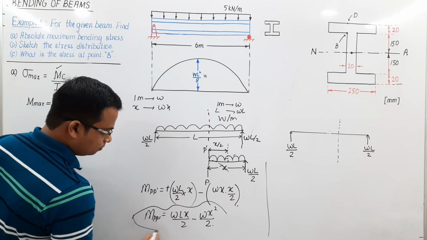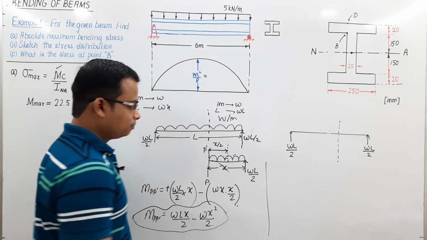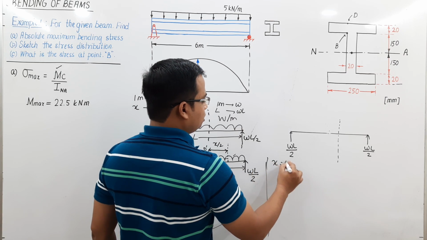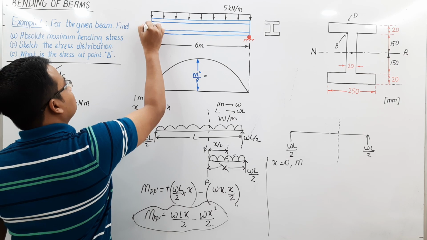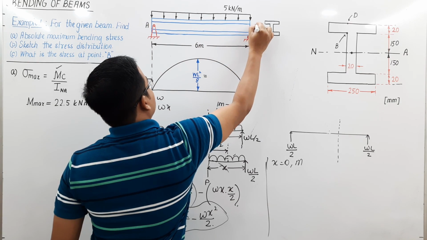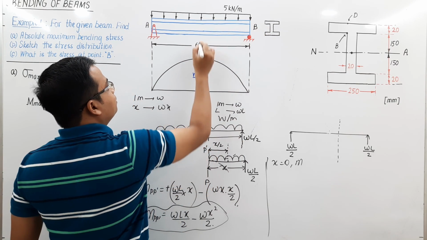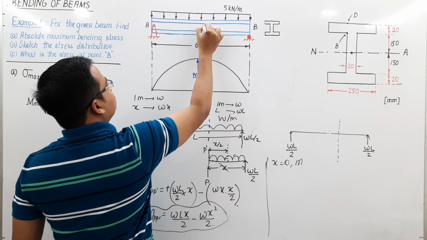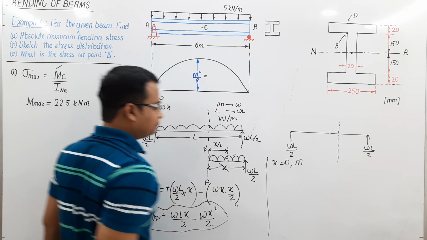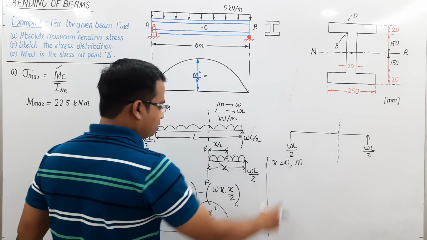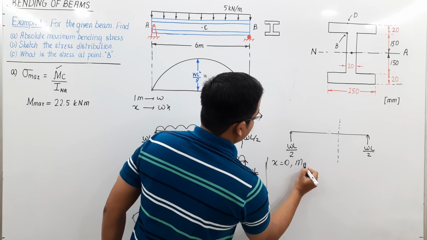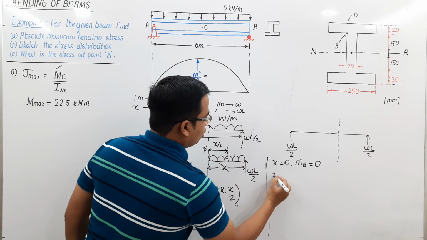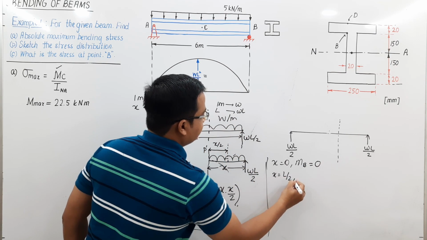MPP dash. That's the master equation. At x equal to 0, the bending moment will be at this very point. Let's say this point is A, this point is B, and somewhere at the center, let's say there is a point C. So at x equal to 0, put the value 0, the bending moment at B is going to be equal to 0. So what we want is the bending moment at the center.